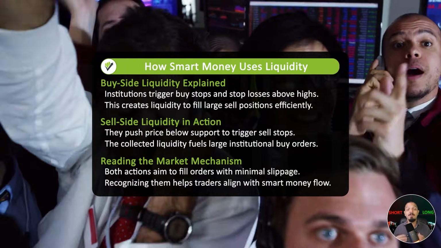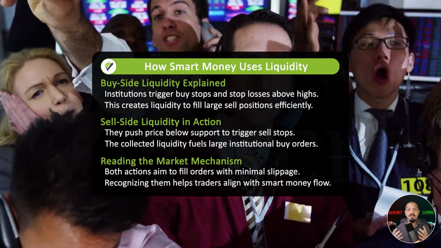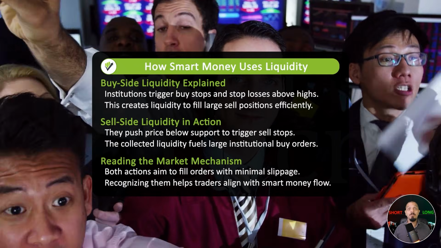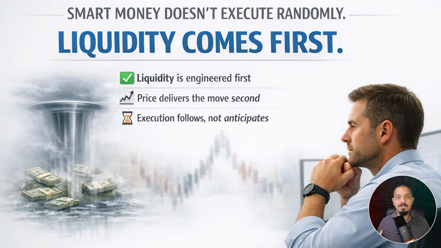A similar concept can be applied to sell-side liquidity, where smart money triggers sell stop orders and stop losses below support levels to generate liquidity for their large buy orders. With this in mind, the key takeaway is that smart money does not execute randomly. Liquidity is engineered first, and only then does price deliver the move. Once this process is understood on the higher time frames, the next step is learning how to align execution on the lower time frames, so entries are placed after liquidity has been taken, not before.